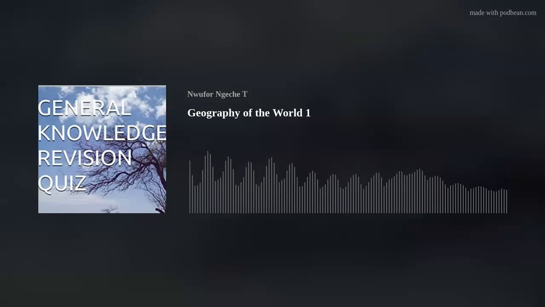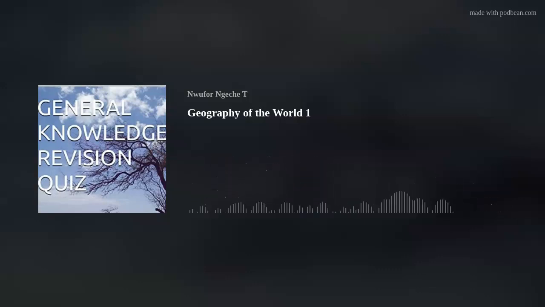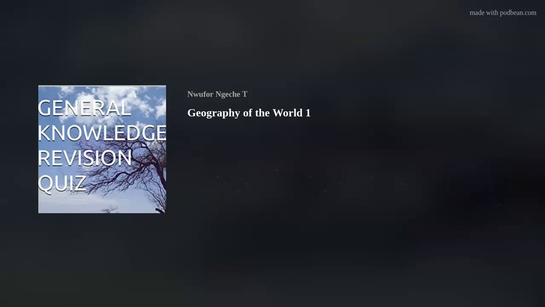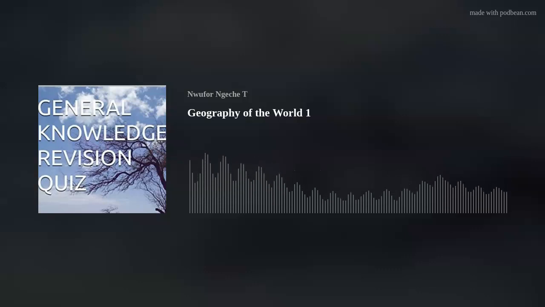A large body of land fully or partially surrounded by water is called a continent. Large bodies of salty water which surround the continents are called oceans. The most important and busiest ocean in the world is the Atlantic Ocean.